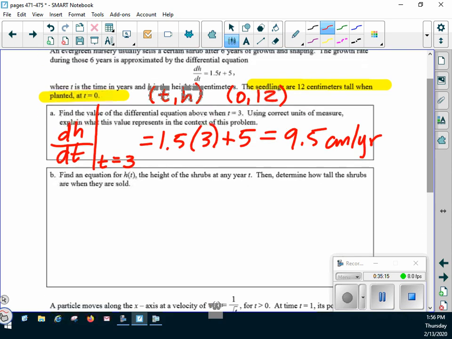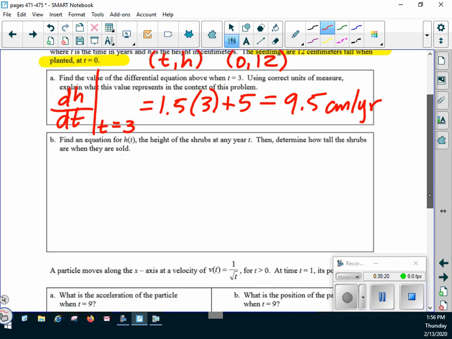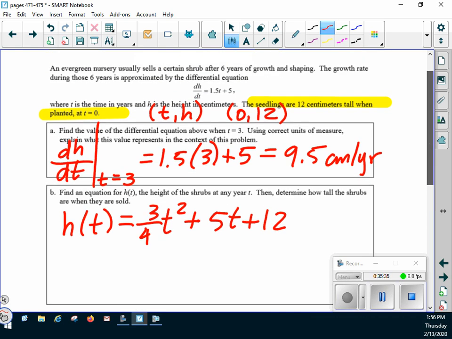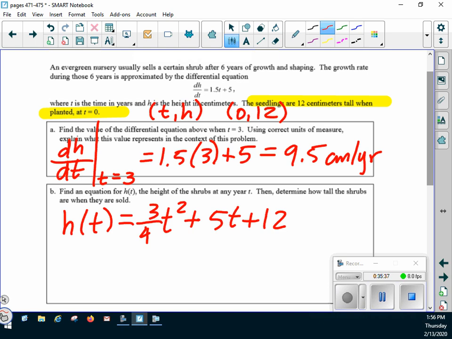Look at the next question. Find the equation for h of t. We did that, right? Just not at the right time. What did we get? 3/4 t squared plus 5t plus 12. How tall are the shrubs when they are sold? When are they sold? 6 years.